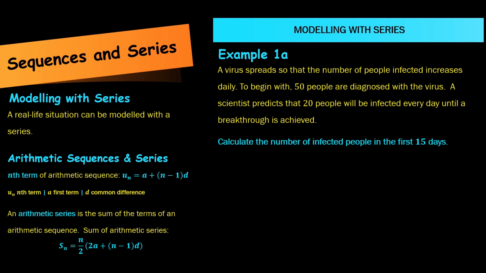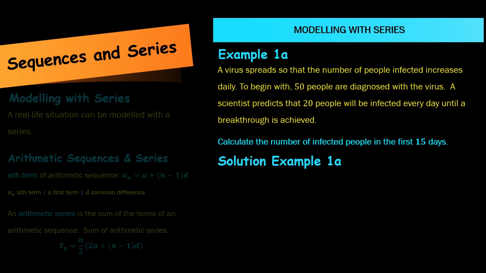An arithmetic series is the sum of the terms of an arithmetic sequence, and the sum of the arithmetic series has been found to be s subscript n equals n over 2 times 2a plus n minus 1 times d. So let's now solve the example.